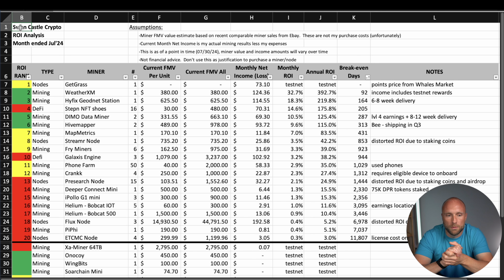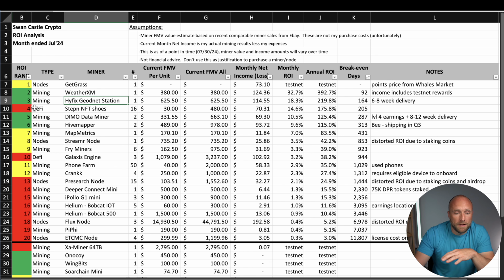Number two, we have WeatherXM. I have this one marked as green. This one's been quite profitable for me. Now this does include my testnet rewards. So if you were to pick up a WeatherXM weather station at this point, your earnings would be a little bit less than what I'm seeing for myself.